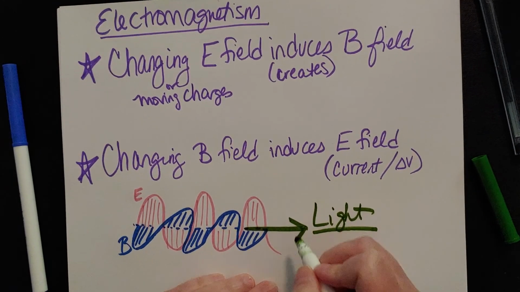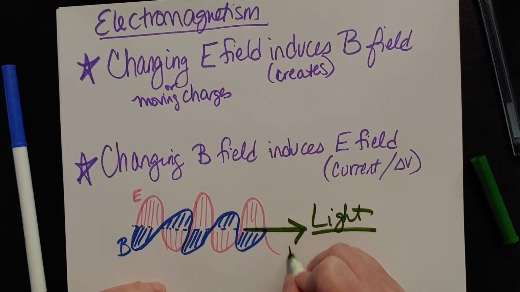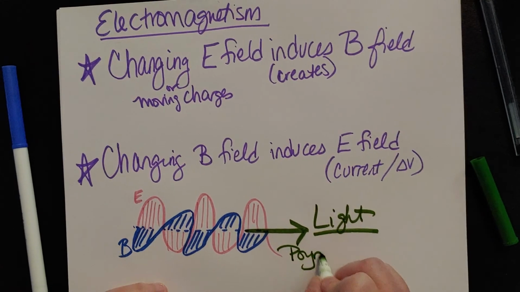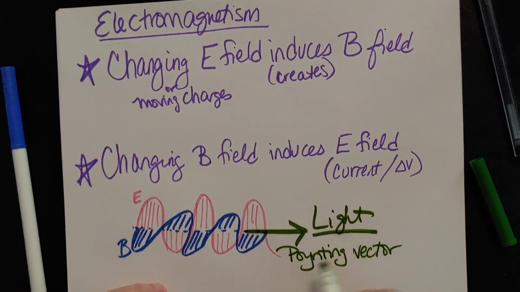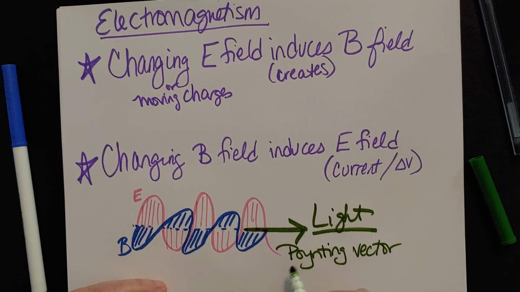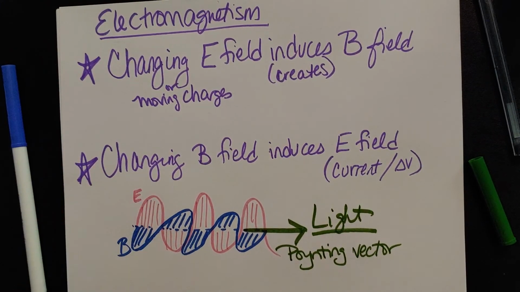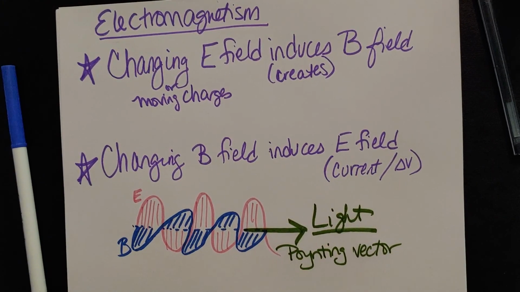Okay, this vector right here is called, hilariously enough, the Poynting vector. That's P-O-Y-N-T-I-N-G. It was a guy's name, right? But it literally points in the direction of the light propagation. And so that is the gloriousness of light.